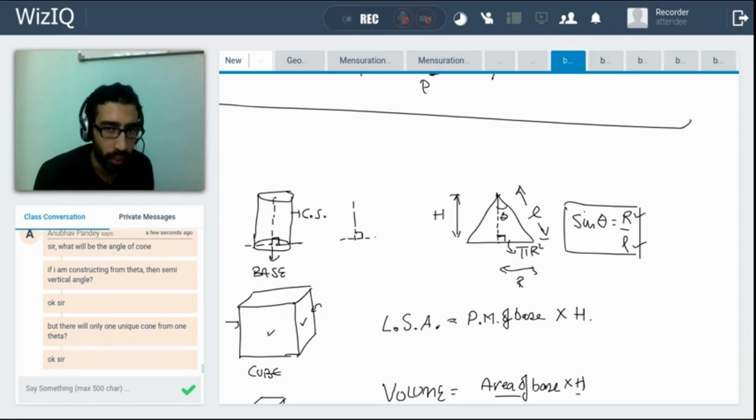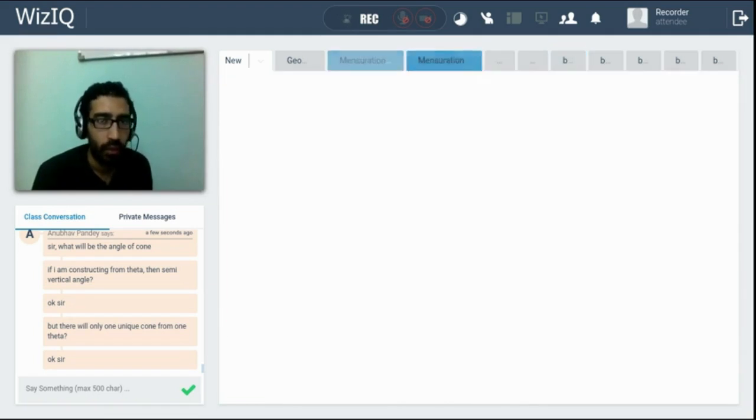You can have a small cone like this. You multiply all dimensions by 10 and you still get the same theta. So imagine a bigger cone with 10 times the slant height, 10 times the radius, and 10 times the height. Will it have the same semi-vertical angle? Yes, it will. Okay, cool.